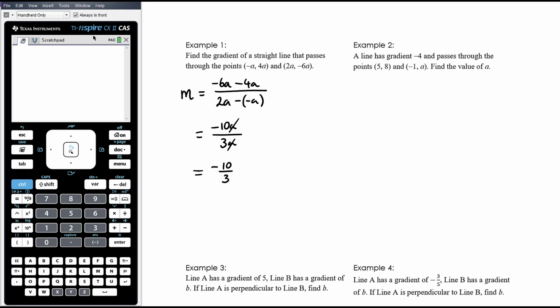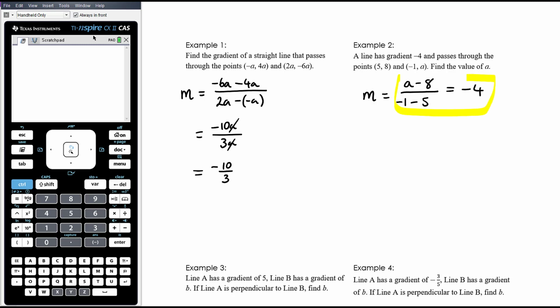Example 2, a line has a gradient of -4 and passes through the points 5, 8 and -1, a. Find the value of a. Okay, so we know that the gradient is going to be change in the y values, a minus 8. It's always easier to set it up with your unknown thing first. It's going to be a more complicated equation to solve if I have the a as being subtracted. So just making decisions that make the subsequent algebra easier for you. A minus 8 over -1 minus 5, and that gradient we know is equal to -4.